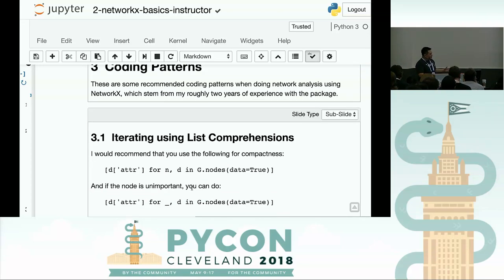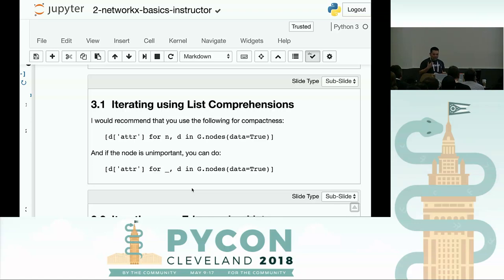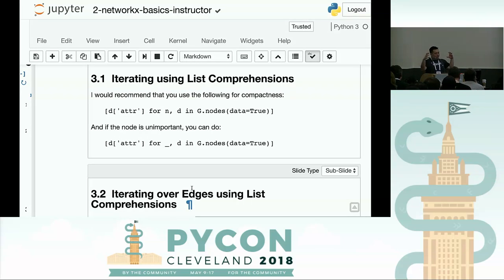Also, another point to make here is that there's this thing about list comprehensions. So I'd recommend that you use the following kind of programming pattern for compactness in your code, right? Use list comprehensions rather than for loops, especially if you're constructing something that you're going to iterate from another list, right? So it's a very useful pattern to have.